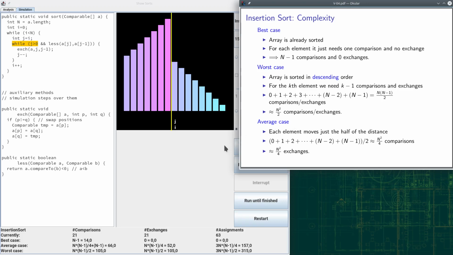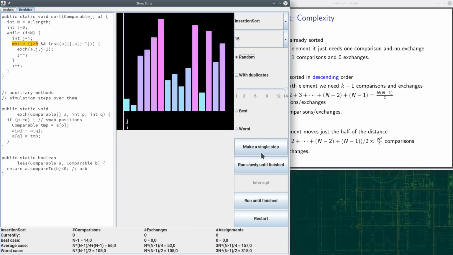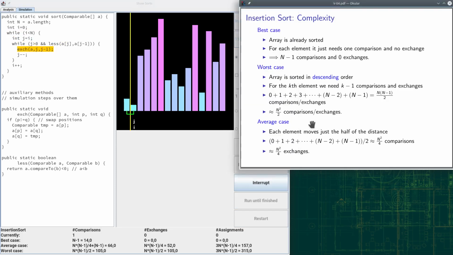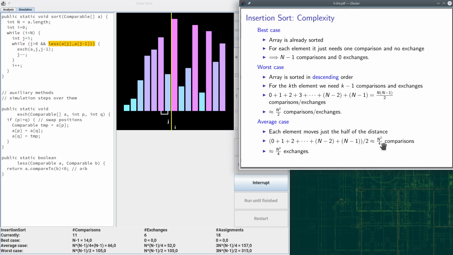And the average case, well, it's not really better. If we have something that is random, the idea for the analysis of the average case is very easy to understand. In the best case we make 0 steps. In the worst case we make k-1 steps. And so in the average case we make (k-1)/2 steps. So we have the same formula as here for the average case, but divided by 2. As a consequence, we have approximately n squared over 4 comparisons and n squared over 4 exchanges.